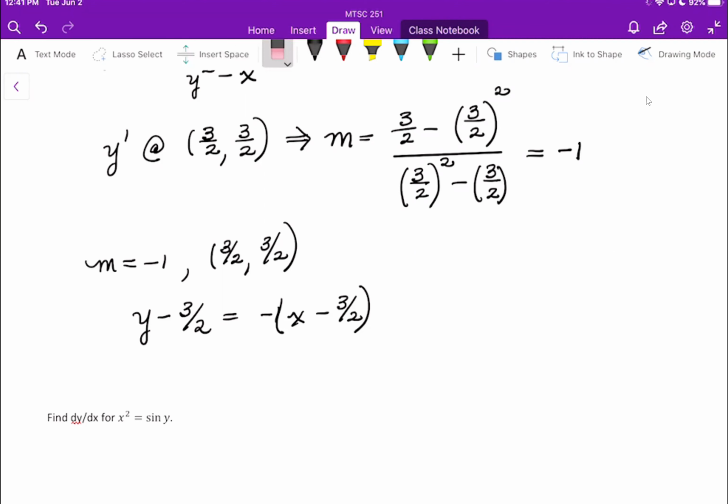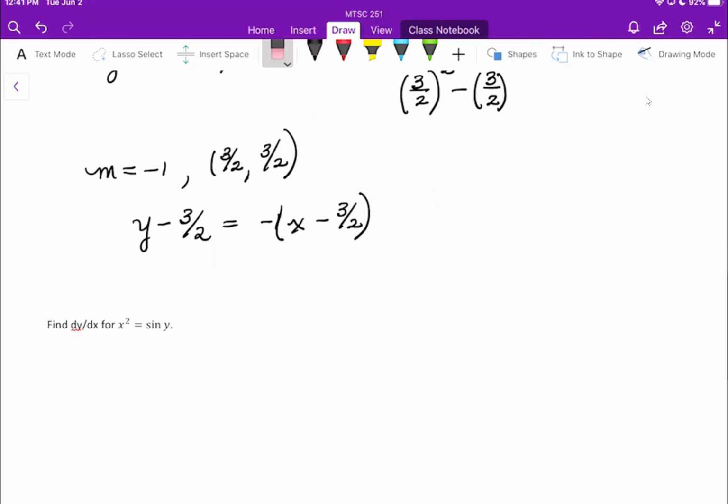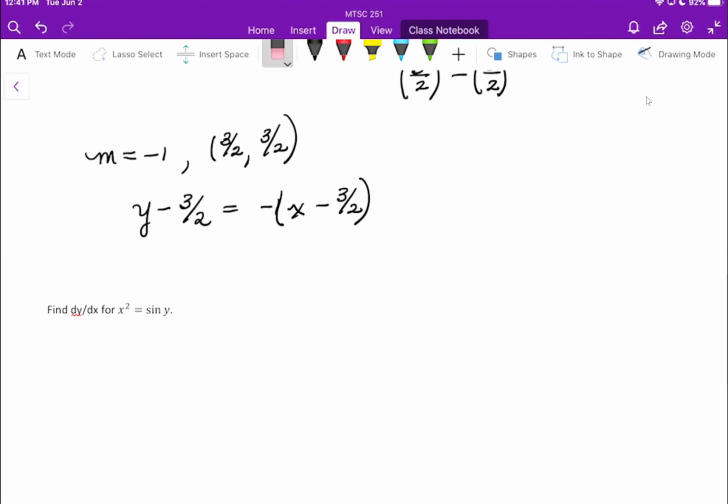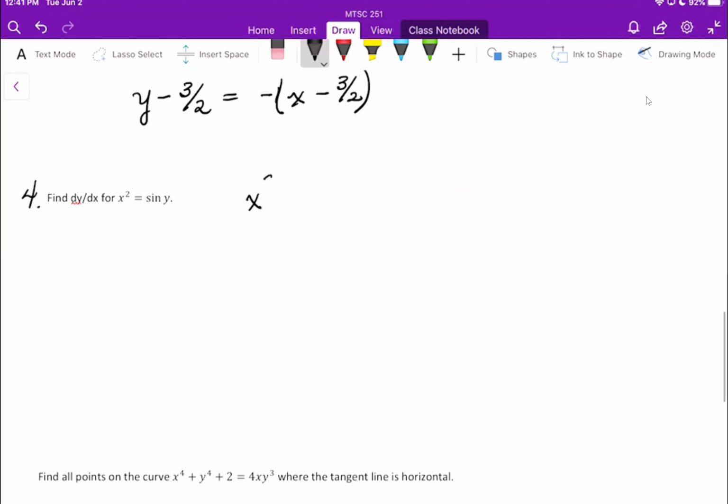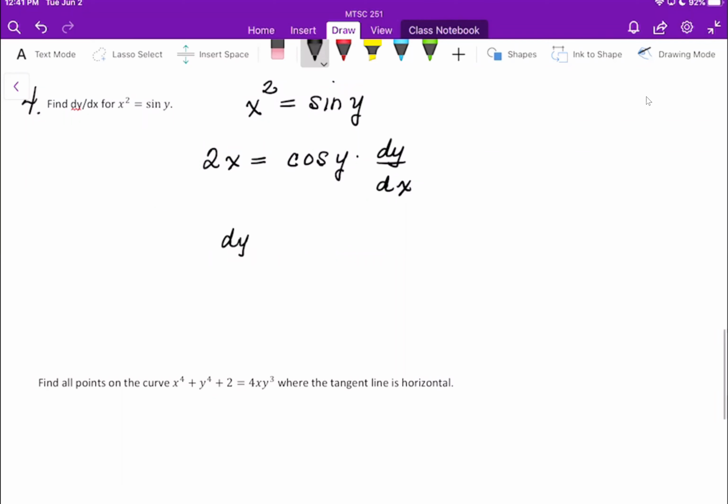Next question. We want to find dy dx for x squared is equal to sine y. So take the derivative of the left-hand side, we get 2x. The derivative of sine y is cosine y times dy dx. So therefore we get dy dx is simply 2x over cosine y.